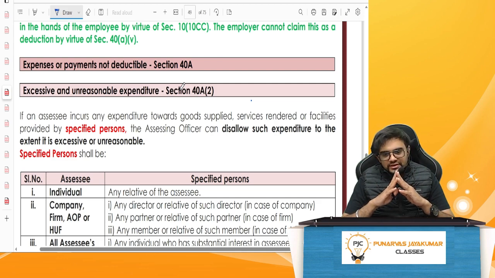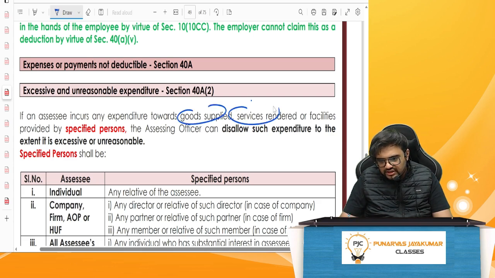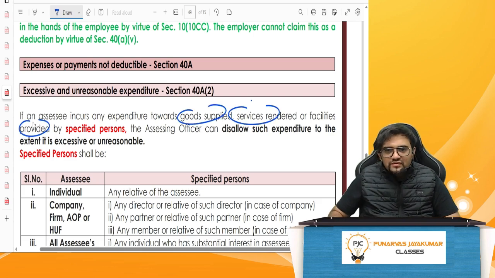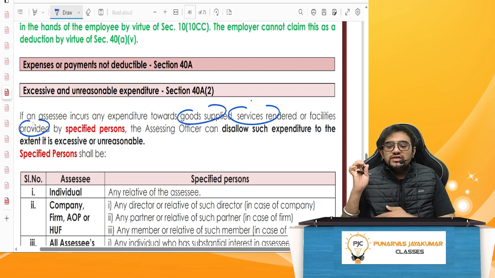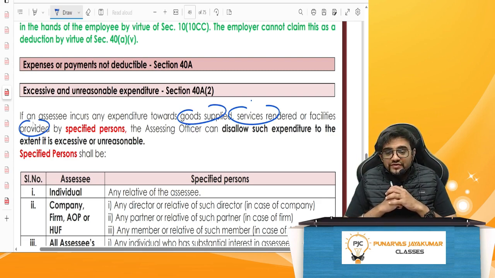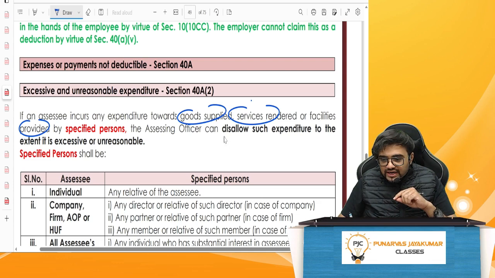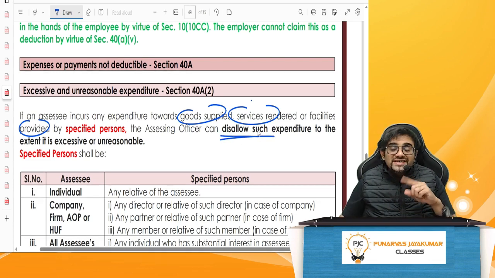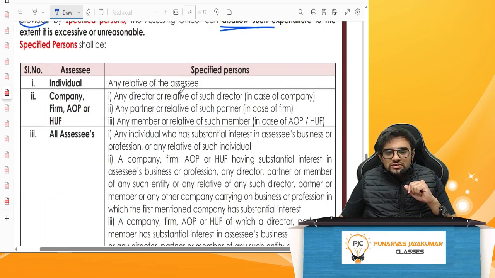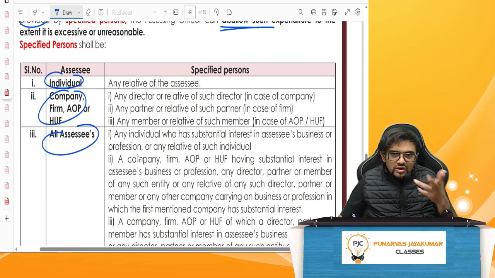40A(2) will get attracted. So if an expenditure is incurred by an SSE towards goods supplied, services rendered, or facilities provided by specified persons, three things are covered, the assessing officer can disallow such expenditure to the extent he considers it excessive or unreasonable. Okay, that is what it is. Who all are covered here, my dear friends? SSE can be an individual, company, firm, AOP or HUF.